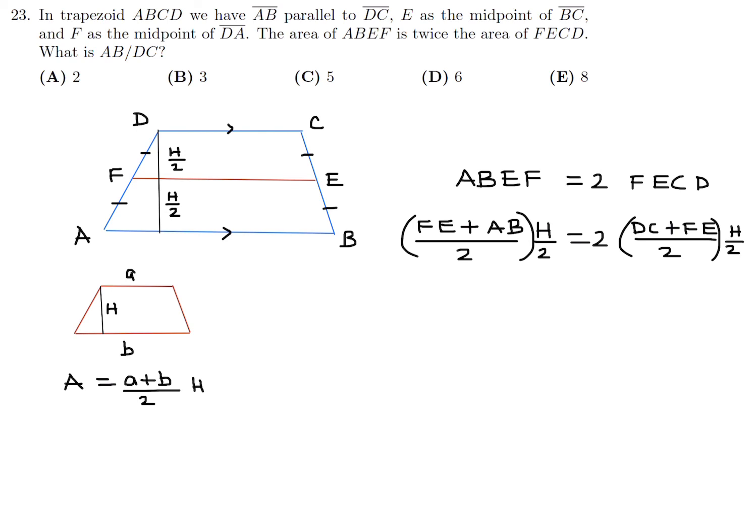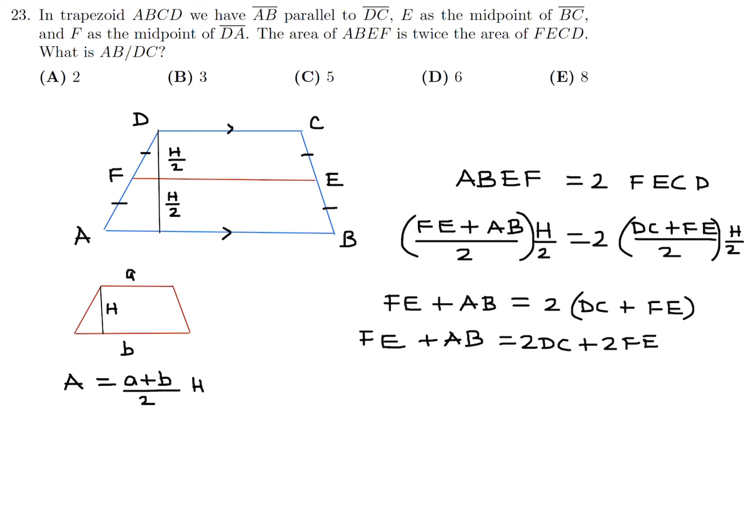Now the H's interestingly cancel. All of this stuff cancels here. The H's cancel, the 2's cancel, and so do these halves here in the denominators. So when you remove everything that cancels, all you're left with is FE plus AB is equal to 2 times (DC plus FE). All right. And if you multiply this out, you'll get FE plus AB is equal to 2DC plus 2FE, like that. So AB is equal to 2DC plus FE.